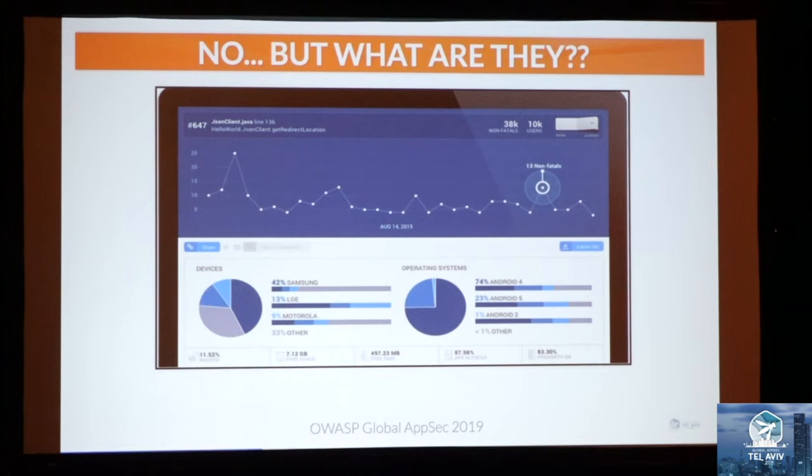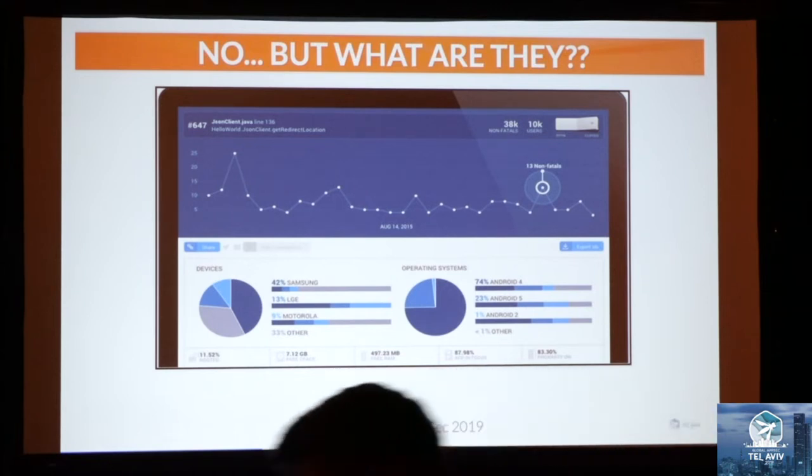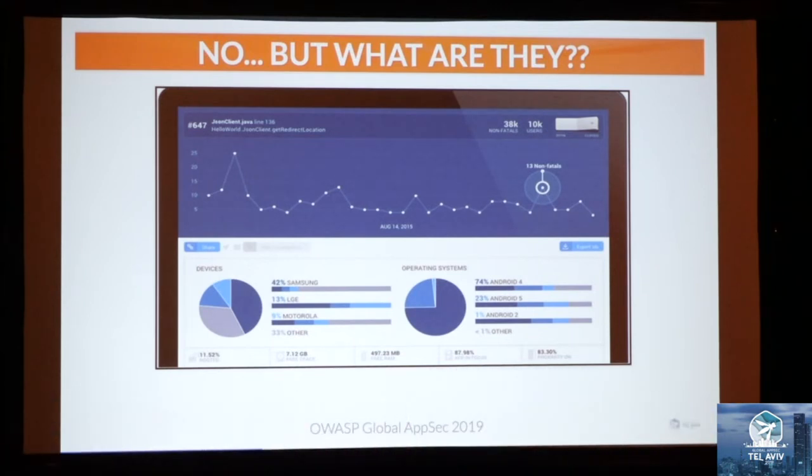So there's a lot of Android there. It'll tell you 74% were on Android 4 and smaller on Android 5 and still some on Android 2. This is probably a little bit dated, but I wouldn't be surprised if you still saw some of those versions in your application, right? The interesting things are the stuff at the bottom.